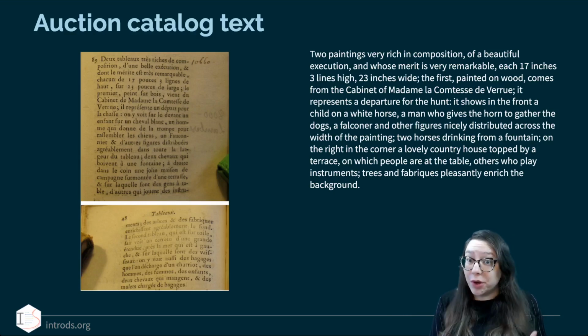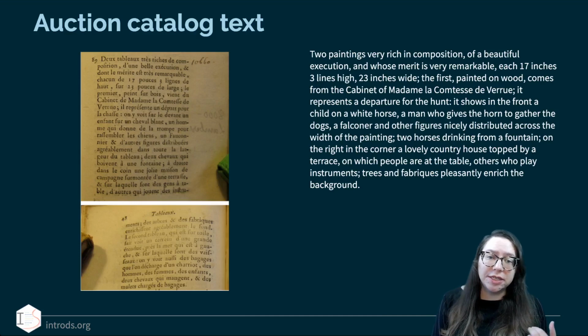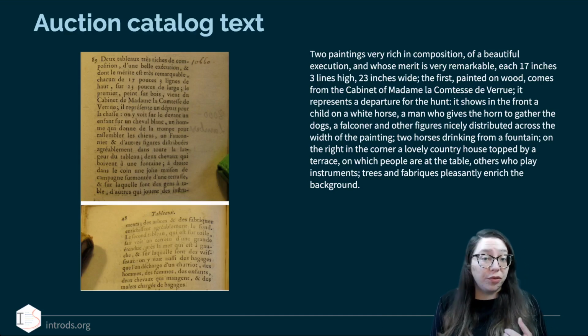Note again that we don't have pictures in the auction catalog, so the auctioneers actually had to give lots of verbal description of what this is going to be like, so people coming to the auction have a sense of what they might be bidding for. So it sounds like this is one of 2 paintings that were sold as a pair, very rich in composition, of a beautiful execution, and whose merit is very remarkable. Each 17 inches, 3 lines high, 23 inches wide. So let's remember those points.